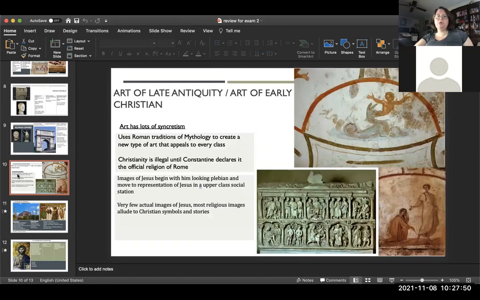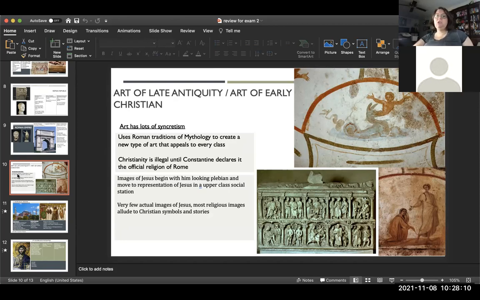All right, so now we're going to move on to late antiquity. If you remember, late antiquity was basically early Christian art. Remember that the early Christians don't have an artistic tradition yet. And so they're sort of making it up as they go along. They're looking for their artistic voice.